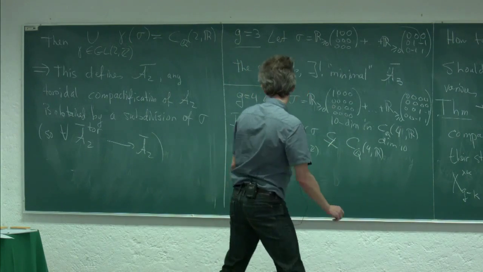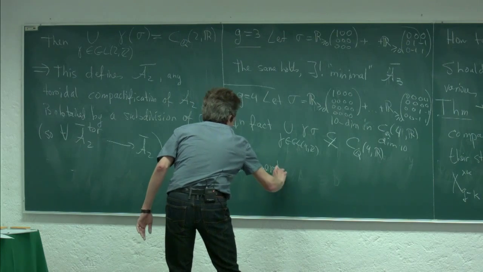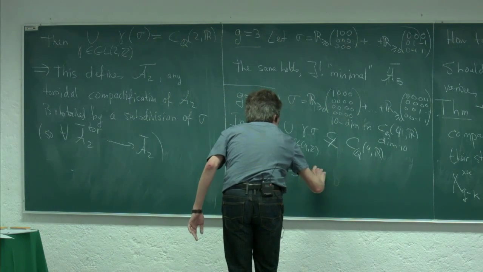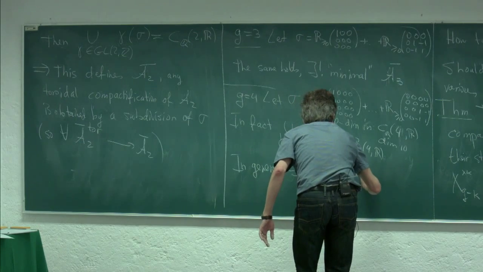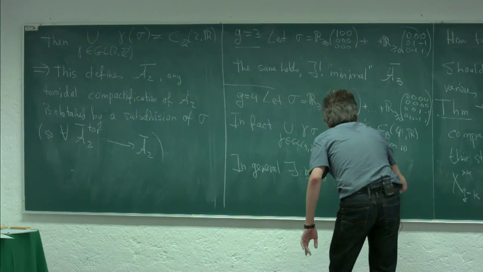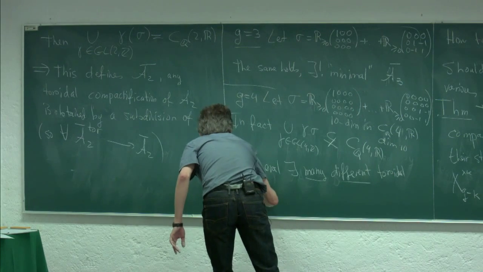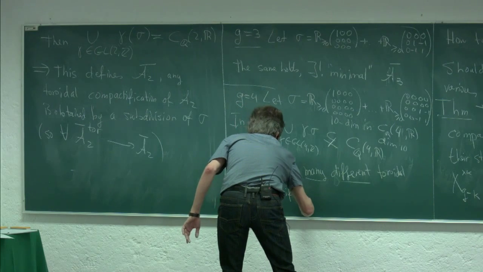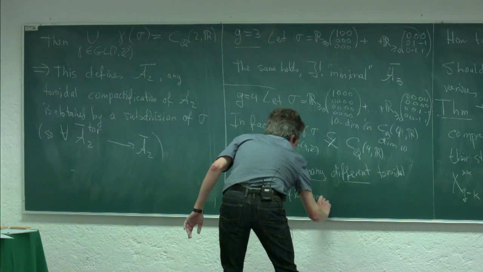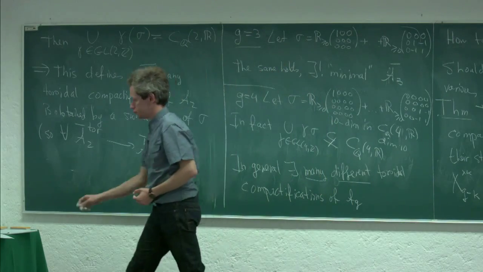Okay? So in general, there exist many different, and I really mean different, toroidal compactifications of AG. Okay?